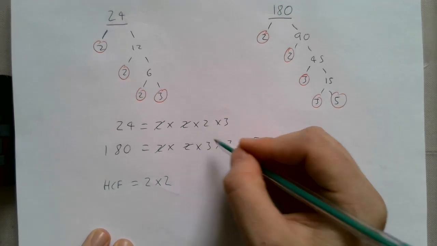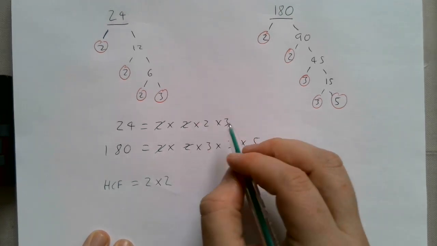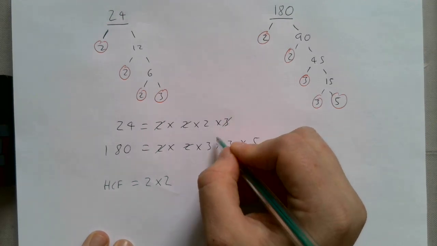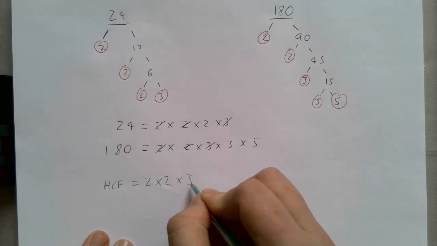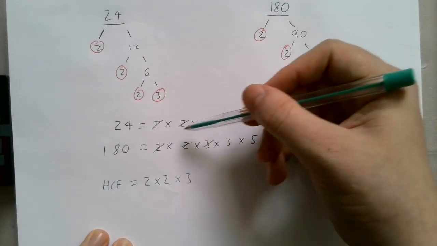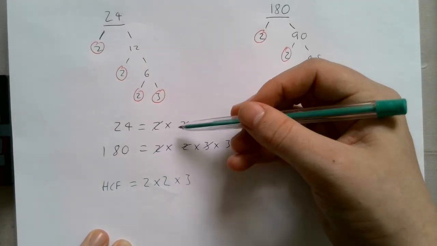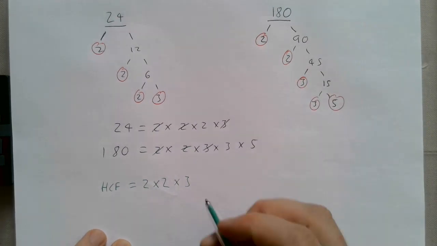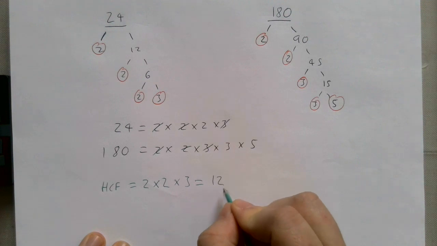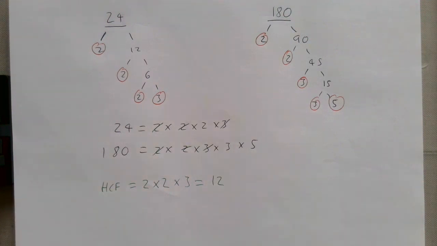I've got another 2 in 24, but I don't have another one in 180, so I skip that one to the last number, and that's 3, and there is a 3 in 180. So that pair of 3's makes that 3, and that's all my prime factors that the two numbers have in common that make my highest common factor. So all I do now is just multiply these together, and that gets me 12. So the highest common factor is 12.